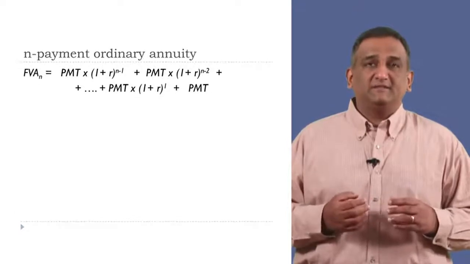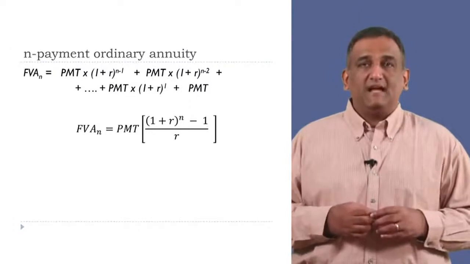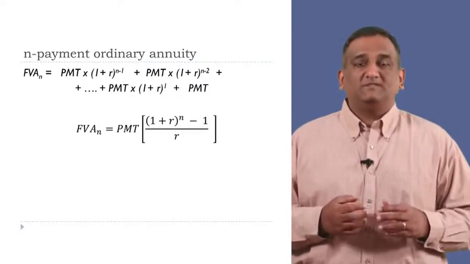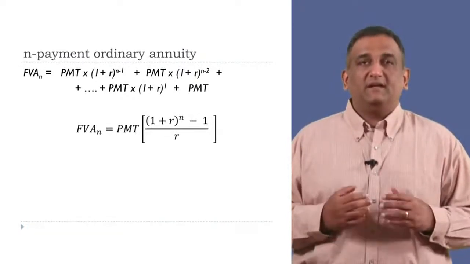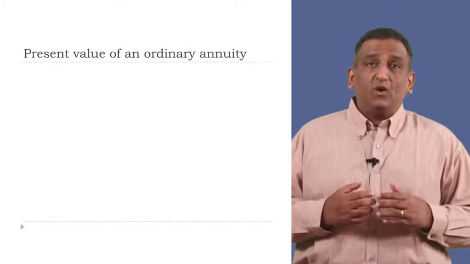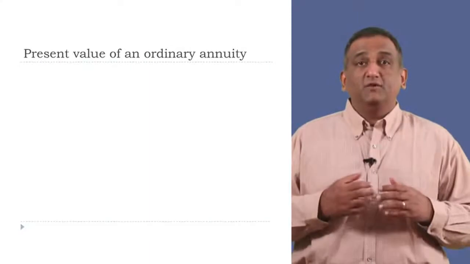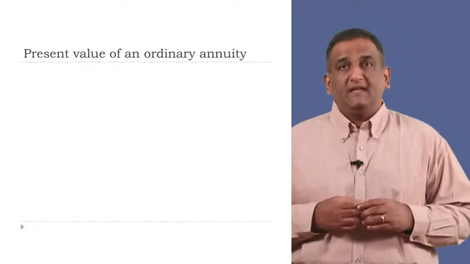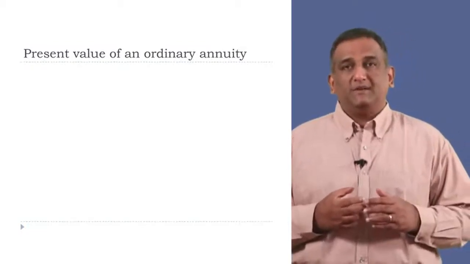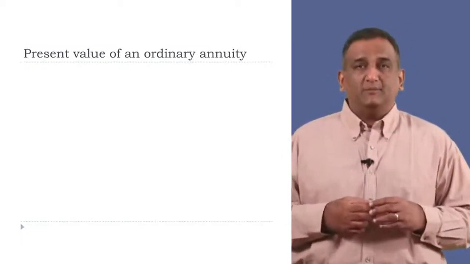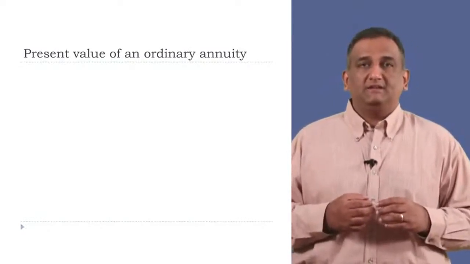This can then further be simplified to FVA sub n is equal to PMT times, within square brackets, (1 plus R), the whole thing raised to the power of n, minus 1, the whole thing divided by R. What if we want to calculate the present value of an ordinary annuity? We have calculated the future value of the ordinary annuity. Essentially, we converted a stream of cash flows into a single lump sum number. We can now move the single lump sum from the future to the present by discounting it back n years.